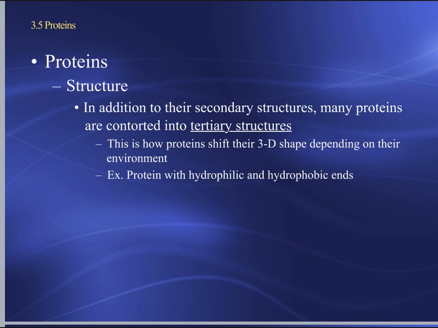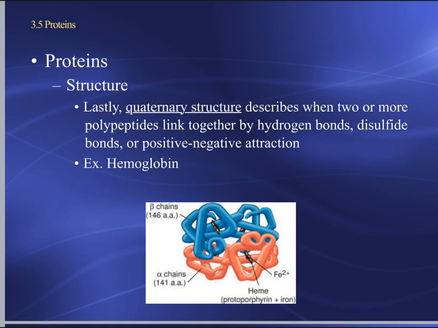So if a protein, say, has hydrophilic and hydrophobic parts to it, it will be able to change conformation based on whether it's in water or not in water, or whether it wants to dissolve or not dissolve. Okay, and then lastly, quaternary structure is described as two or more polypeptides linked together by hydrogen bonds, disulfide bonds, or positive-negative attraction. So an example here is hemoglobin.